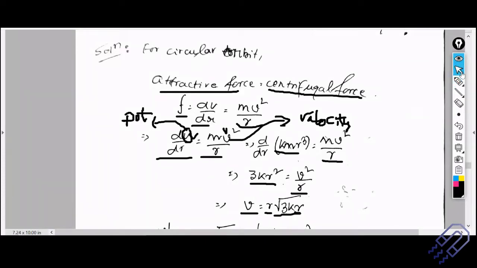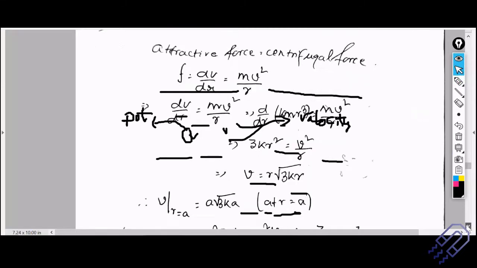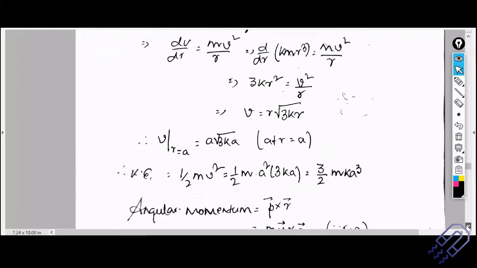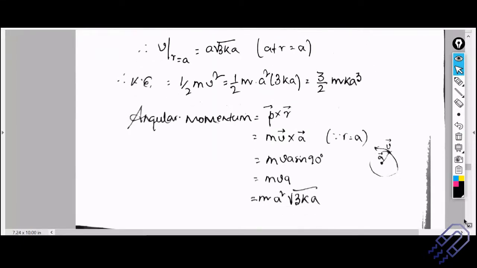You can write it in any form, it doesn't matter. Do it the way you can. Important is the final answer, so let's look into the final answer now. The question says it's at r = a, so we just replace this r with a. So v at r = a is a root over 3ka. Kinetic energy is half mv², so we get the kinetic energy to be 3/2 mka³.